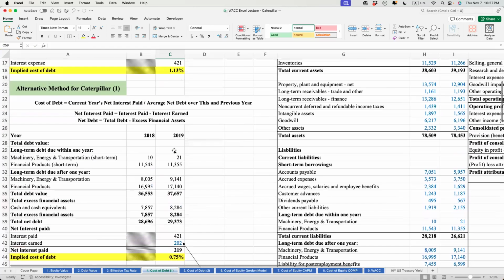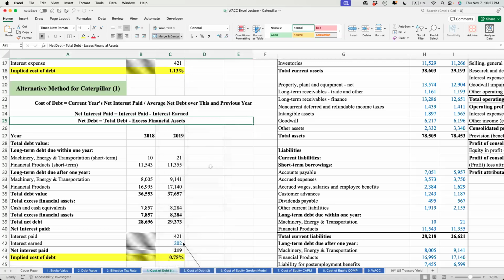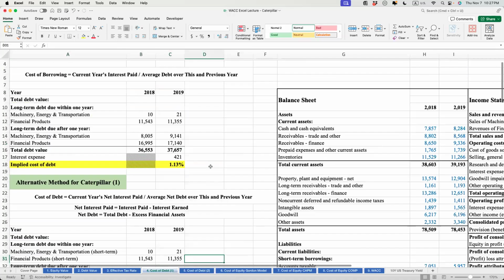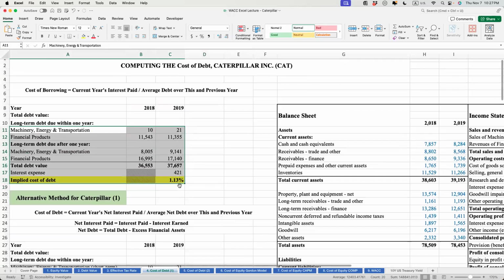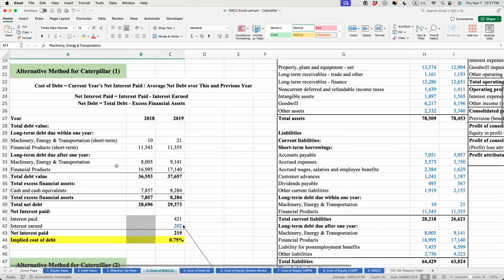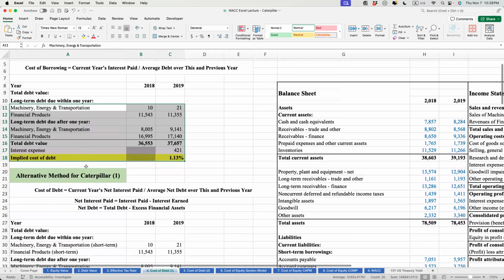Okay. I cannot say which method is more accurate. It's just based on your different assumptions. For the first one, we solely rely on the information provided by the balance sheet. And for this one, we assume the company is borrowing money through debt to fund their operation.